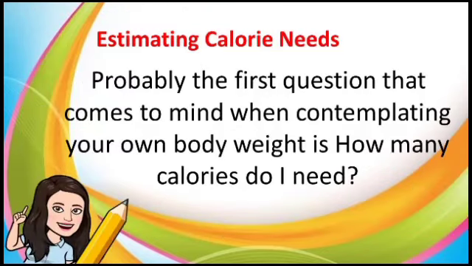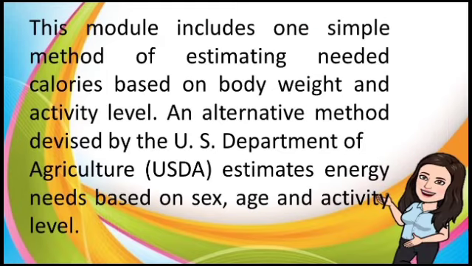Estimating calorie needs. Probably the first question that comes to mind when contemplating your own body weight is how many calories do I need? This module includes one simple method of estimating needed calories based on body weight and activity level. An alternative method devised by the U.S. Department of Agriculture, or USDA, estimates energy needs based on sex, age, and activity level.